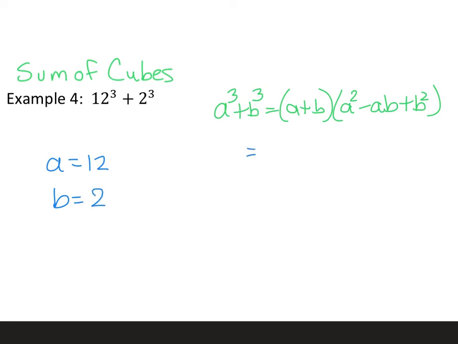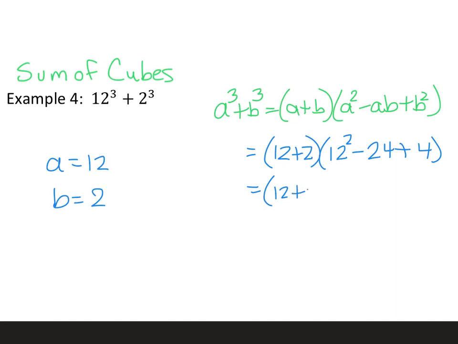So we're going to substitute in. So I've got 12 plus 2 times 12 squared minus their product. So that'll be minus 24 plus the square of 2 is going to be 4. I've got 12 plus 2. I've got 144. Negative 24 plus 4 is going to be minus 20. I've got 12 plus 2 times 124.